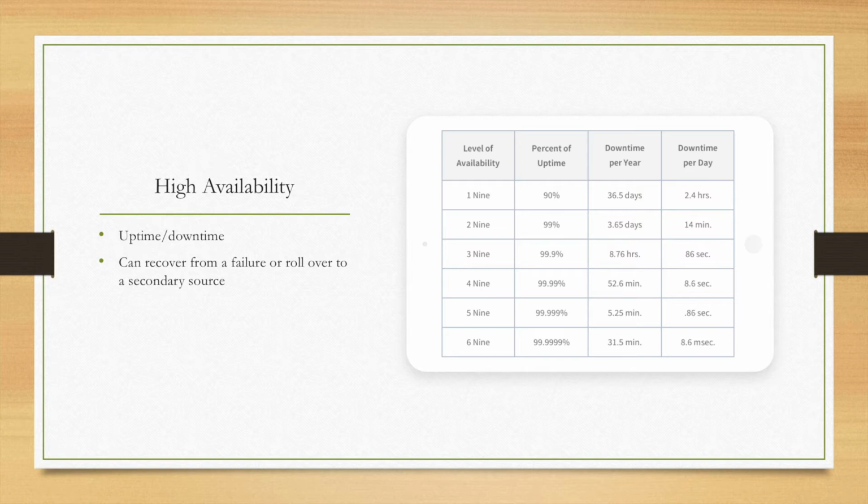When we want to achieve HA for a system, you need to think about how it can recover from a failure or roll over to a secondary source. AWS services already have HA, and you can consult the design goals for each service, how many nines it wants to achieve. But for your own system, when you design it, you also need to think about how to achieve it.